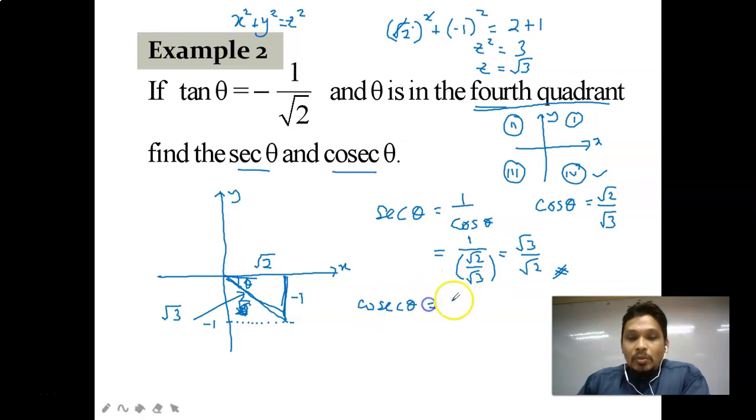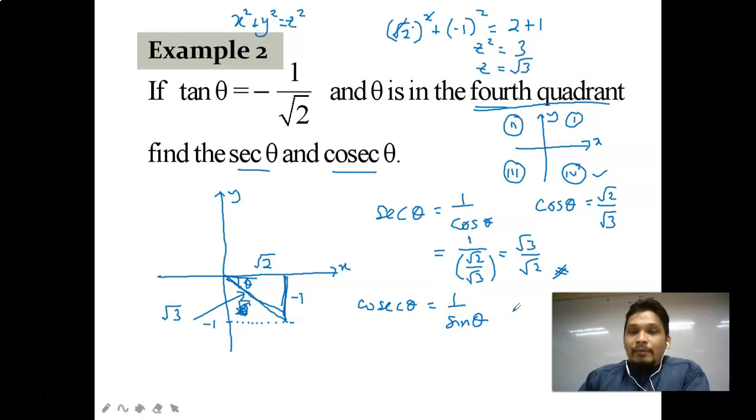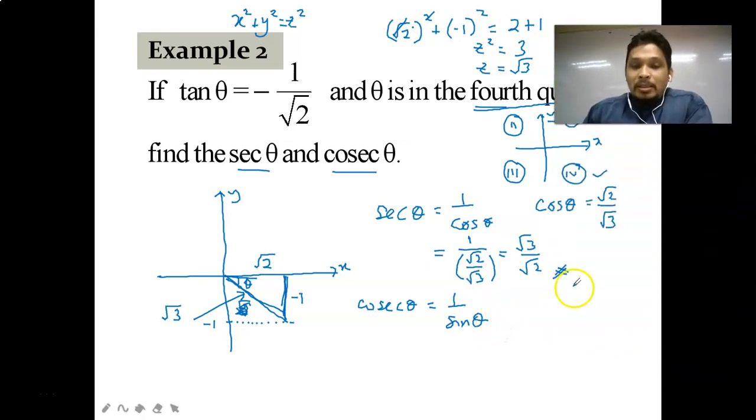Okay, then cosecant theta equals 1 over sine theta. And from here, sine theta is the opposite, which is -1, divided by the hypotenuse, square root of 3. So then this one comes up with 1 over sine, that is 1 divided by -1 over square root of 3, then it is equal to negative square root of 3.